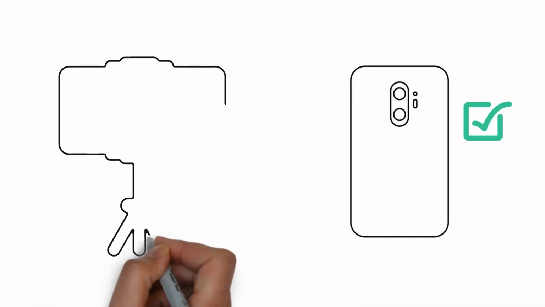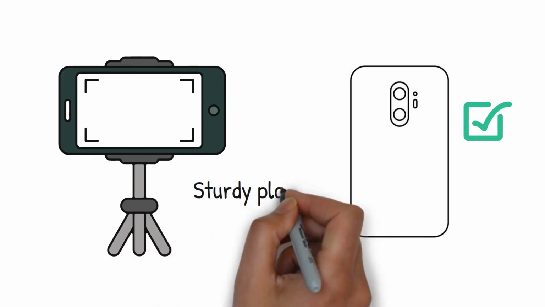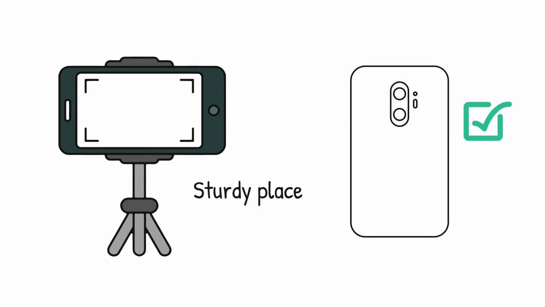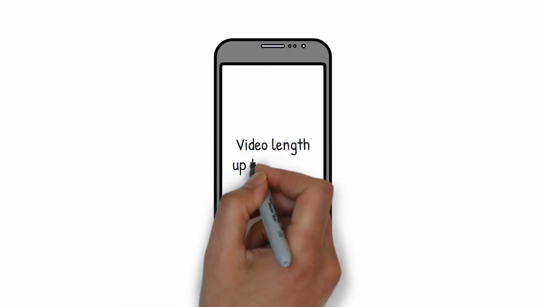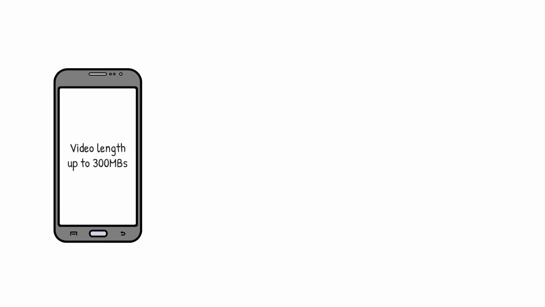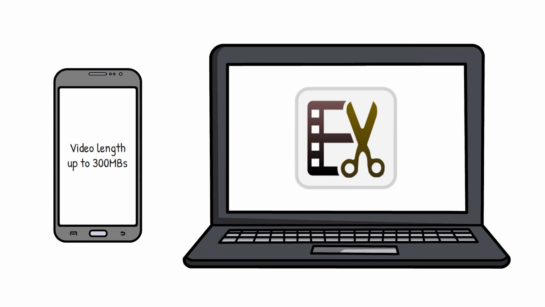If possible, use a tripod to place your phone for recording, and if you don't have a tripod, you may choose some sturdy place to fix your phone before recording. Mobile uses more MBs, whereas the platform allows video length up to 300 MBs. Therefore, for longer videos, use editing software to increase video duration.